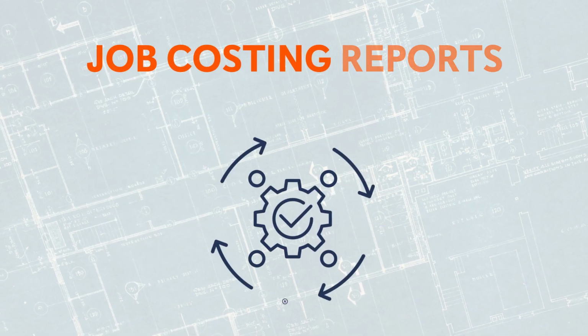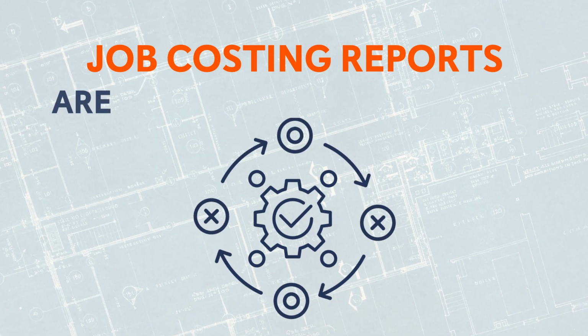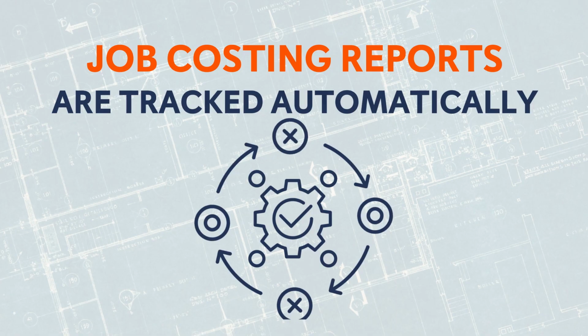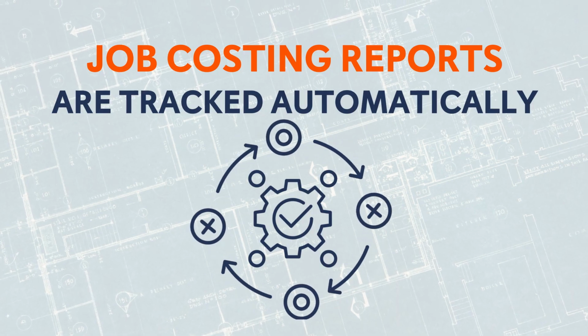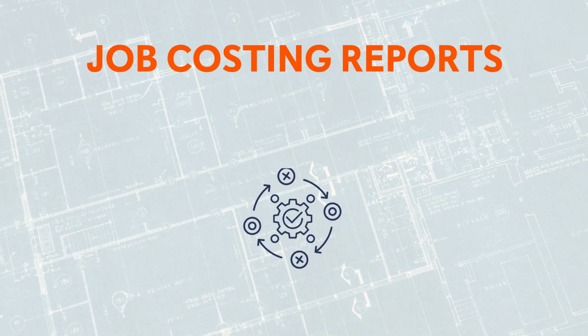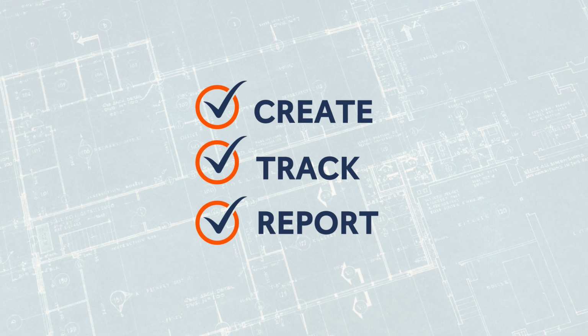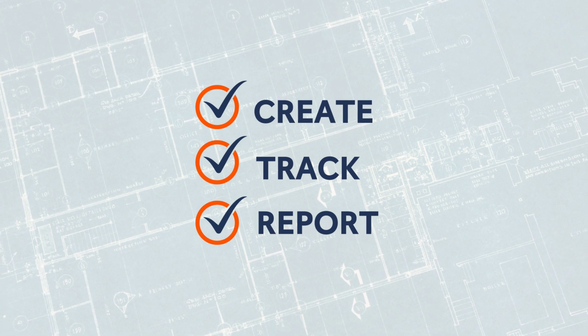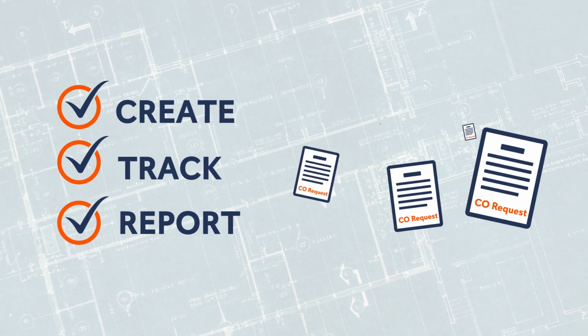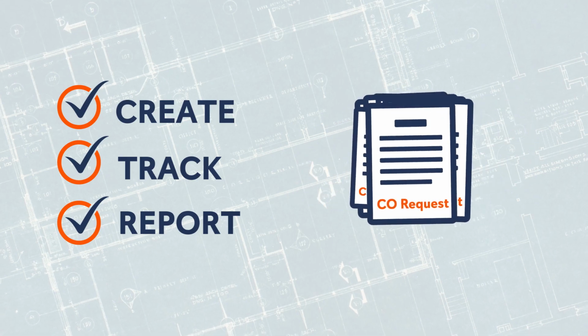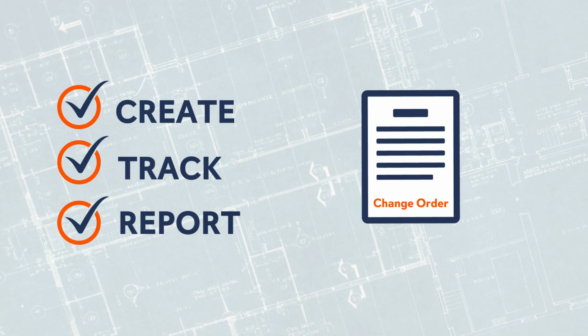Our job costing reports and project financials automatically track the original budget and the revised budget, factoring in the change orders. We make it easy for you to create, track, and report on requests for change orders. Then, when you are ready, bring all or some items from multiple change order requests into one approved change order.